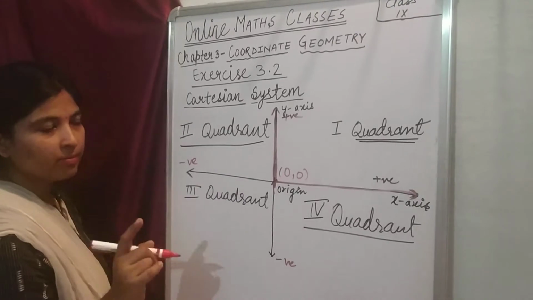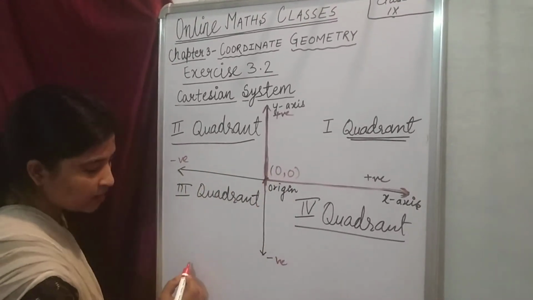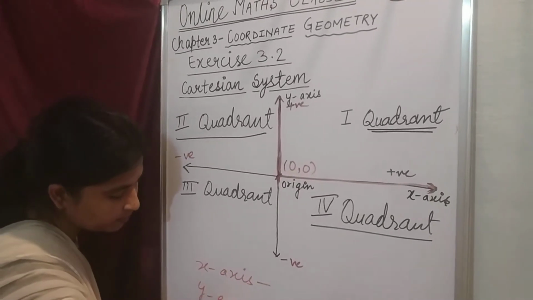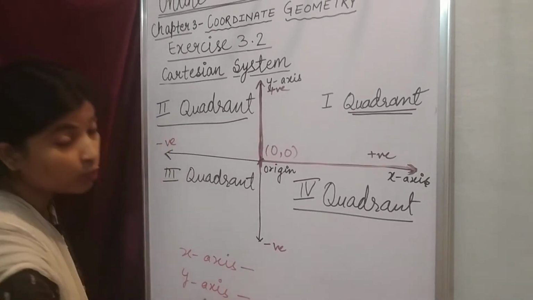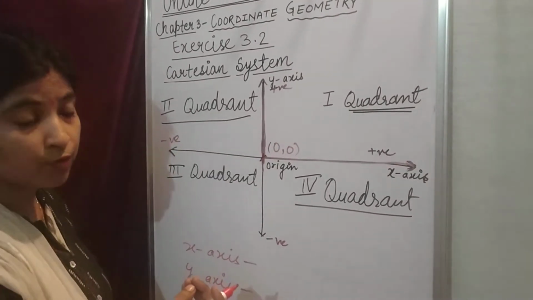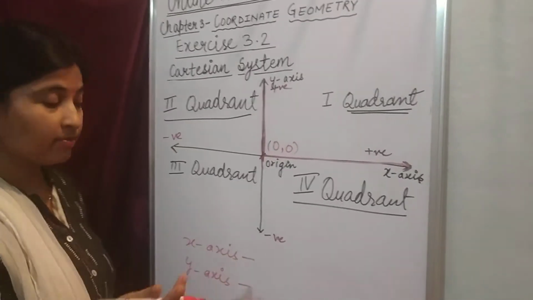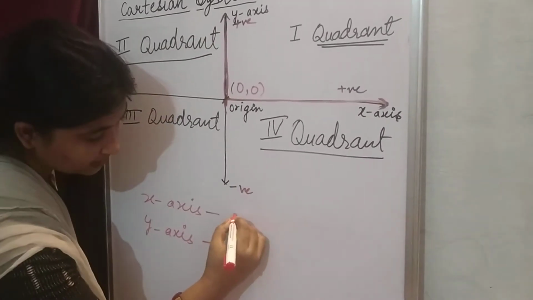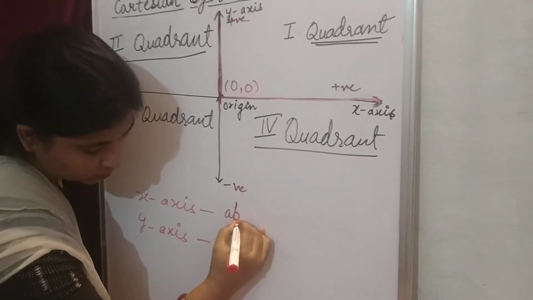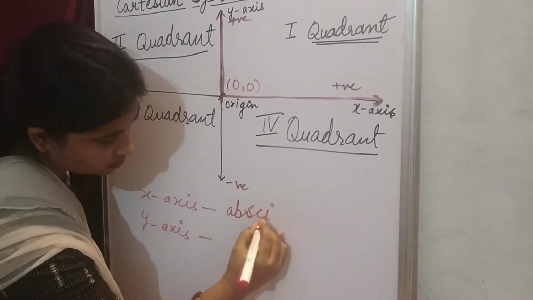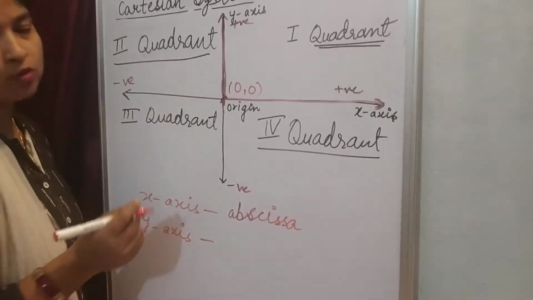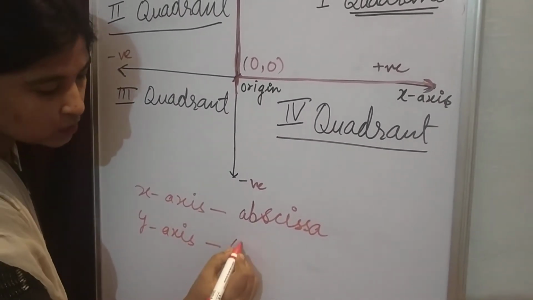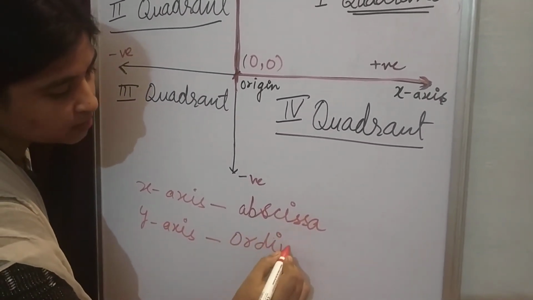Yes students, one more thing before starting the exercise I have to tell you, that the x-axis is having one more name and the y-axis is also having one more name. This is very important from the examination point of view when you will face the competitive exams. In that it is asked. So the x-axis is having one more name and that is abscissa. X-axis is also known as abscissa. Take care of the spelling. Y-axis is also known as ordinate.